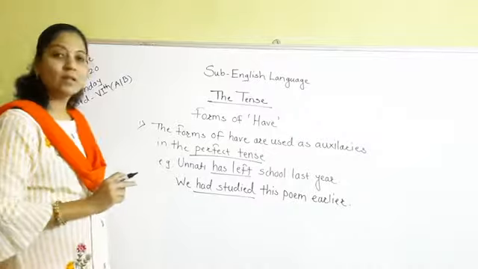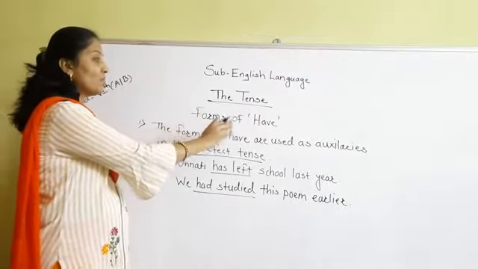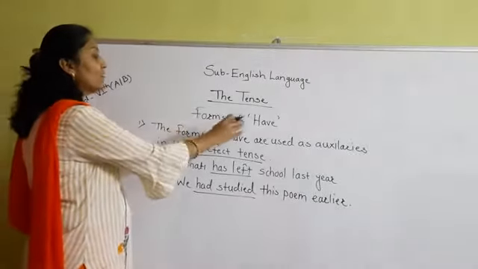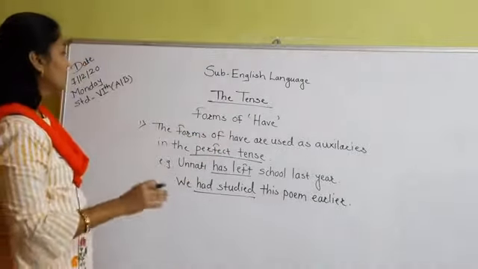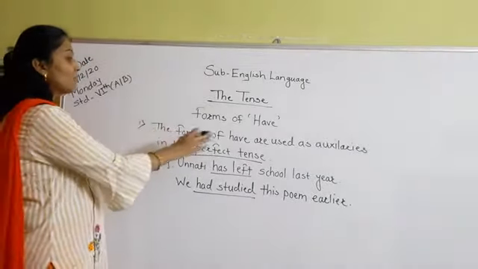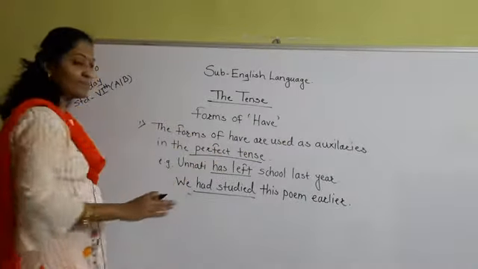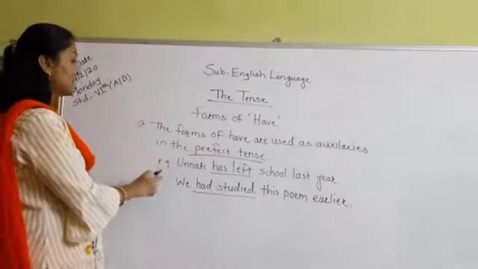Now students, earlier or previously we have seen the various forms of be verb. Okay. Now we are going to study the various forms of have verb. Okay. So the various forms of have are used as auxiliaries in the perfect tense. Okay. Now see the first example.